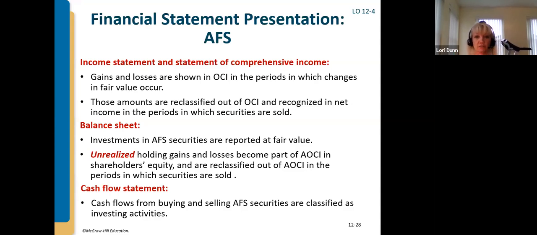Now, what you have to be careful of here is if you intend on selling that security in the first year of ownership, because remember, you may think, oh, I'm going to own it for 9 months or 10 months. You would report this category as a current asset. If you're going to hold it beyond a year, then it's in a long-term investment category. Remember, 2 extremes. Trading securities, always current. Held to maturity, usually long-term. The one in between could be either. So you just have to be careful of that. Any unrealized holding gains and losses become a part of accumulated other comprehensive income and are reclassified out when we remove them when the security is sold.